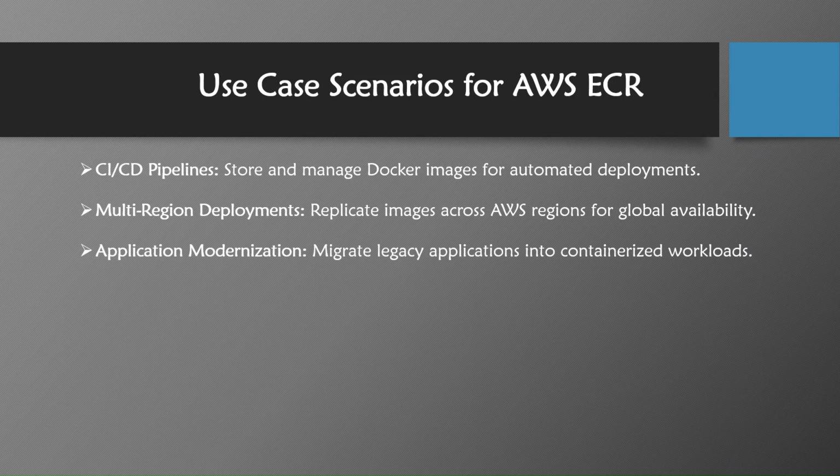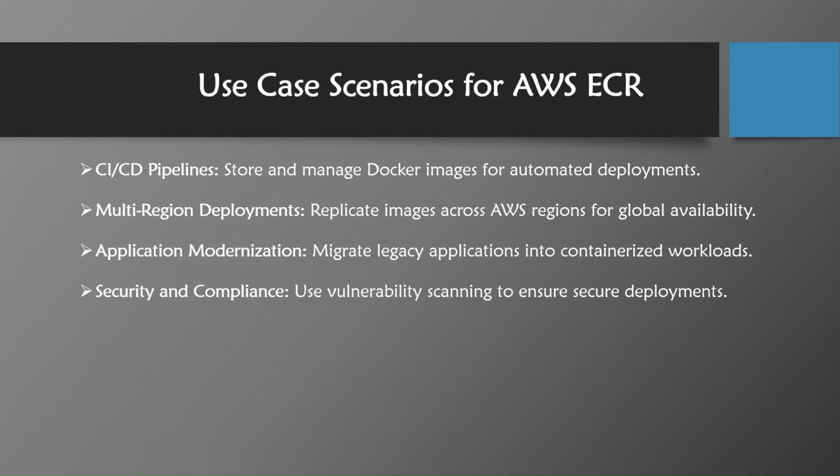For example, a company has an application that runs on an on-premises server. They containerize the application using Docker and push the container image to AWS ECR. Then they use AWS ECS to deploy the managed container applications, gaining the benefits of scalability, fault tolerance, and automated deployment.